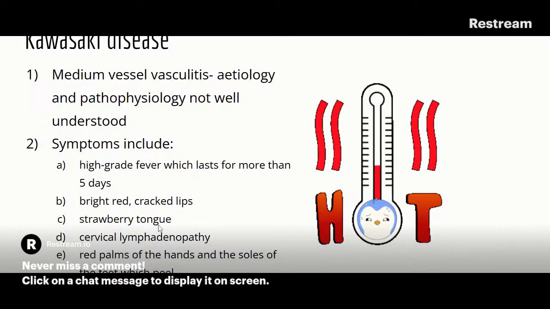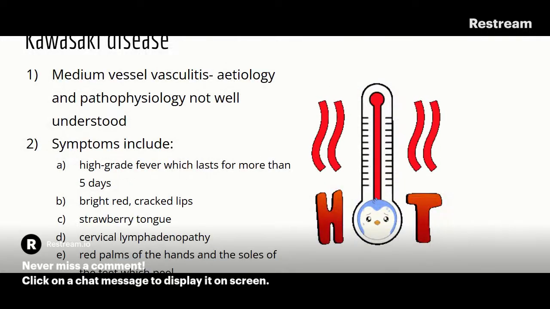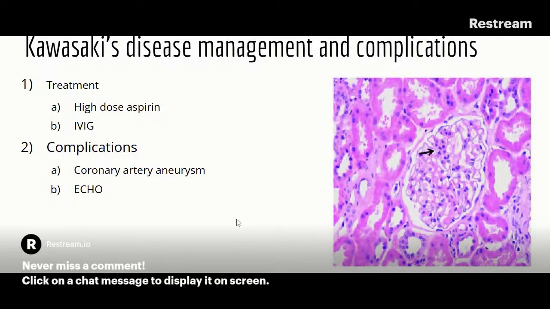They can have a strawberry tongue, red cracked lips, cervical lymphadenopathy, red palms on the hands and the soles, which peel away. And it is a clinical diagnosis. You don't need to biopsy them. You don't need to image them. You can do a blood workup to rule out other things like a generic infection, but it is a clinical diagnosis. Treatment for it is going to be high dose aspirin and intravenous immunoglobulin. Now, that's all you need to know. High dose aspirin, intravenous immunoglobulin.